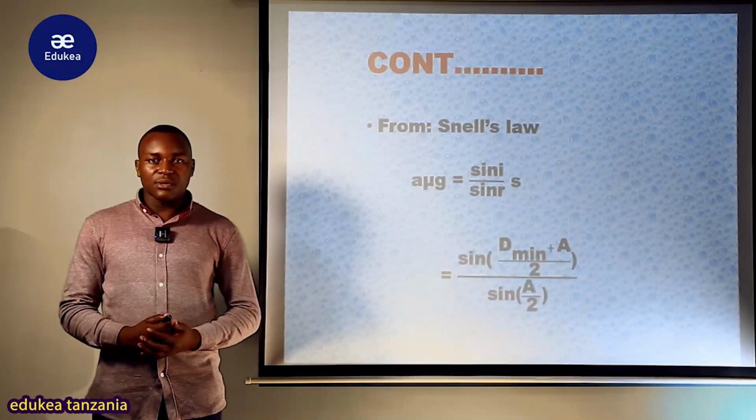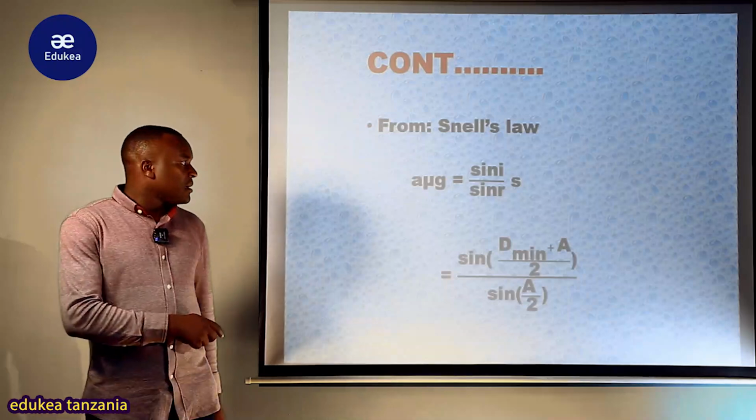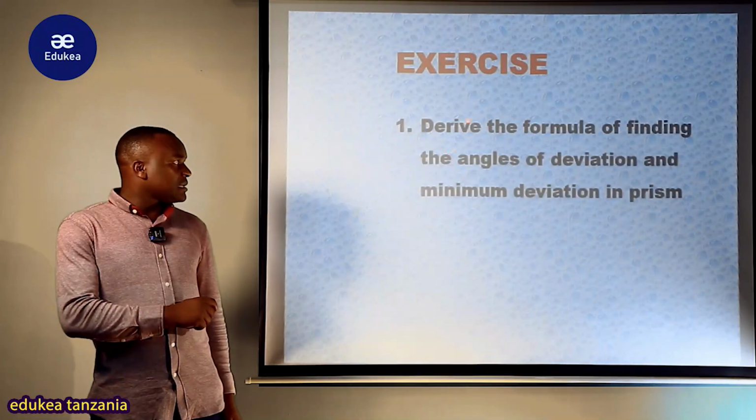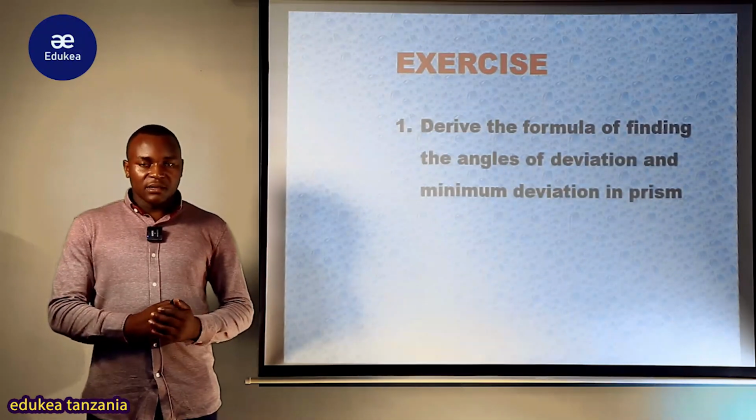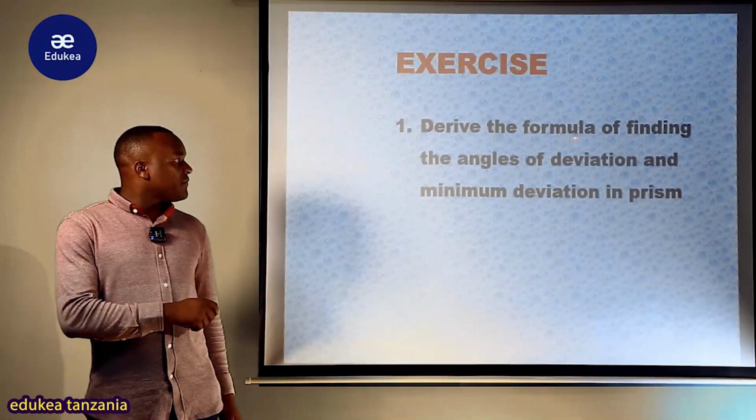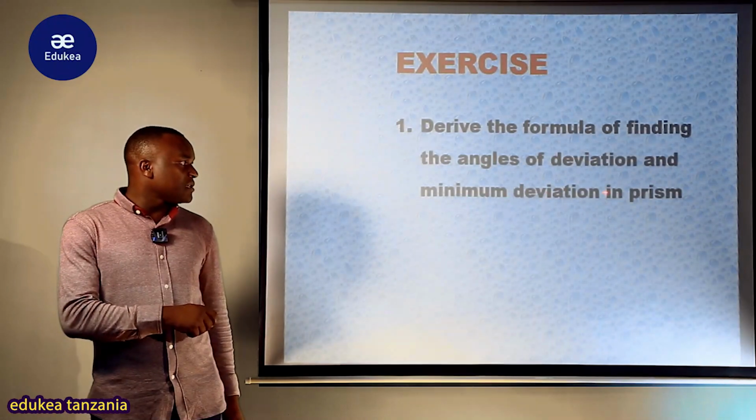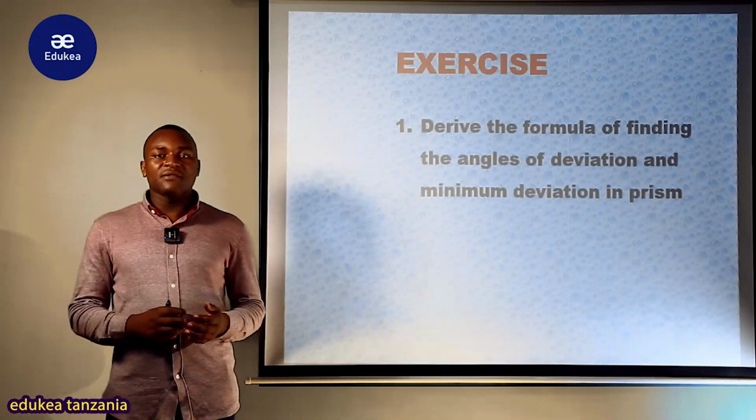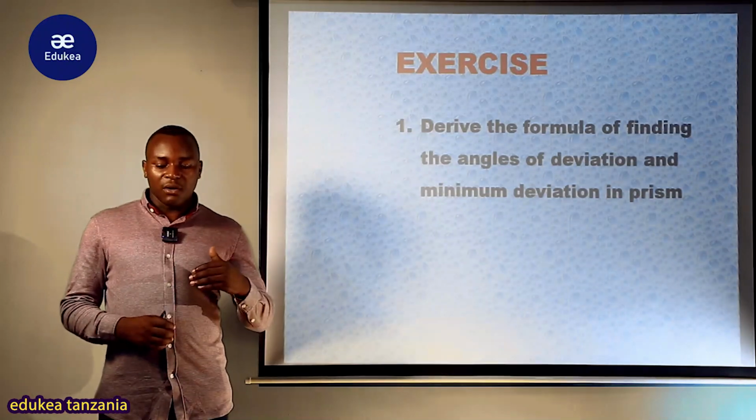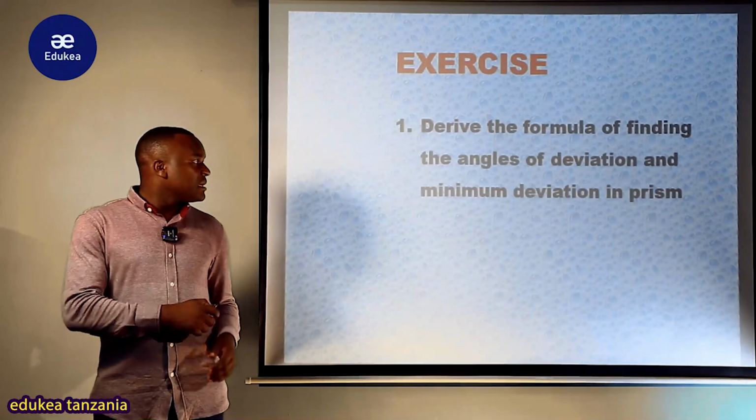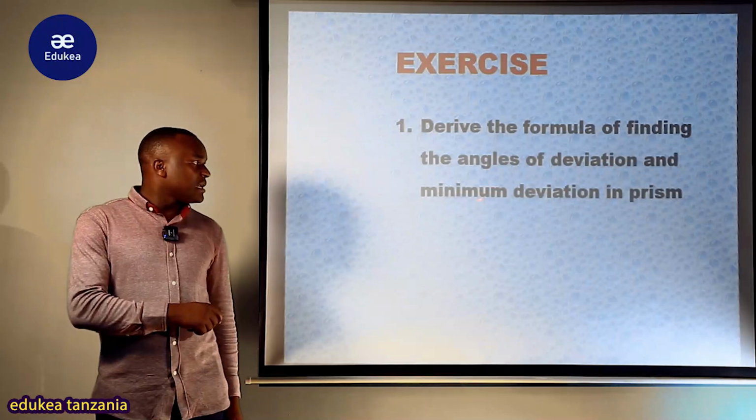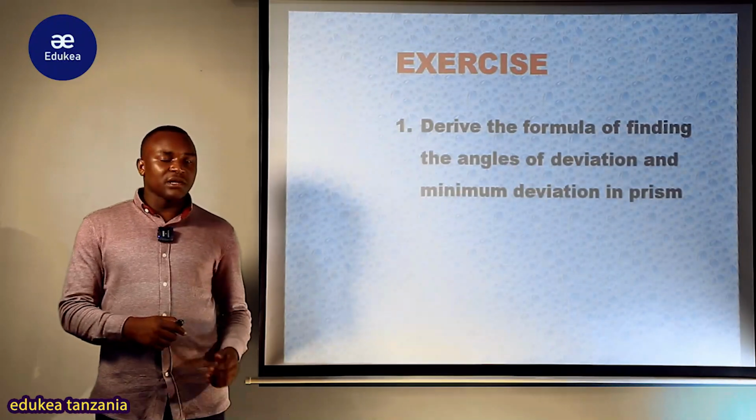And by saying so, this makes the end of our lesson. And before we close, let's have a task to perform. The question is, derive the formula of finding the angle of deviation and the minimum deviation in a prism. Kwamba derive the formula on which you can find the angle of deviation and minimum deviation in a prism.